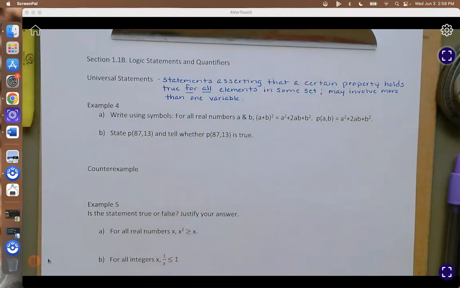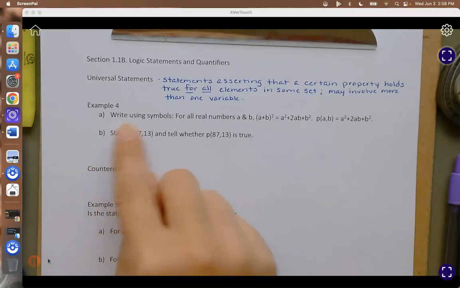All right, so universal statements are statements that mean everything, like for all, not just for some. So for all integers, for all real numbers, for all natural numbers, whatever the case may be.